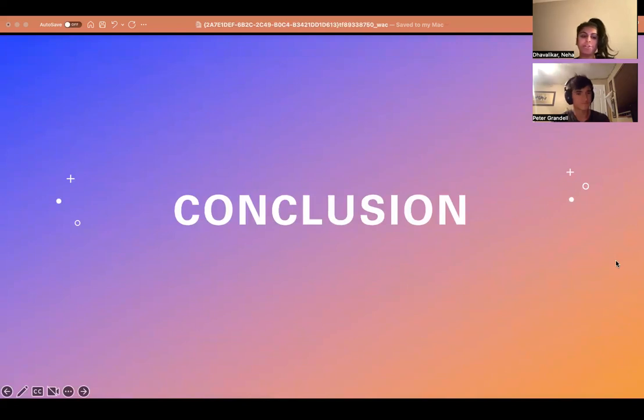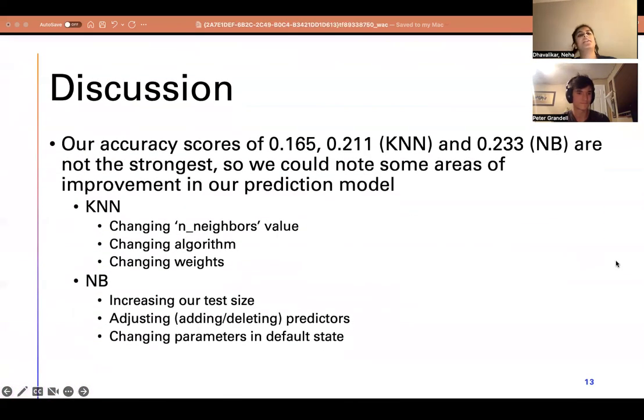So, going into our conclusion, a brief discussion on our analysis. Our accuracy scores of 0.165 and 0.211 from the k nearest neighbors, as well as our 0.233 accuracy score from our naive Bayes, were not the strongest.